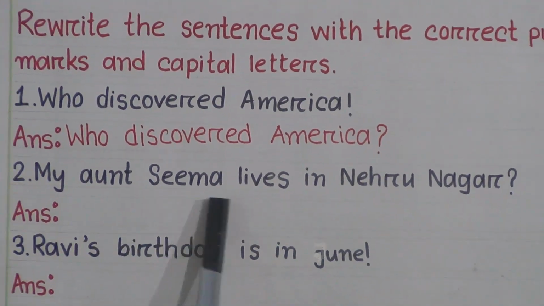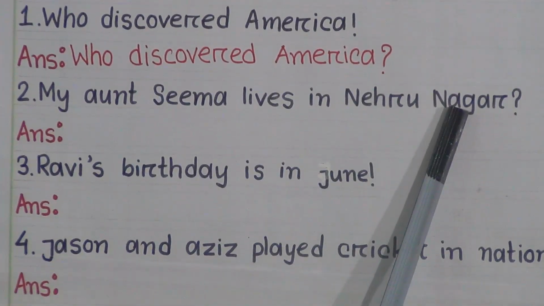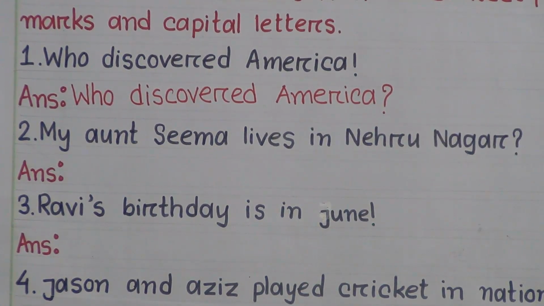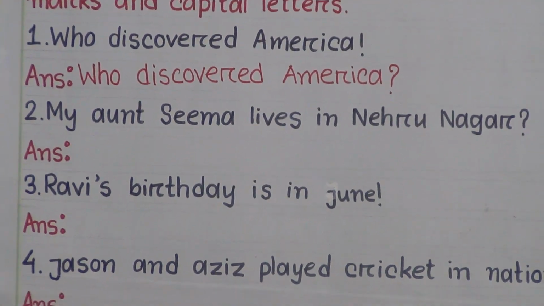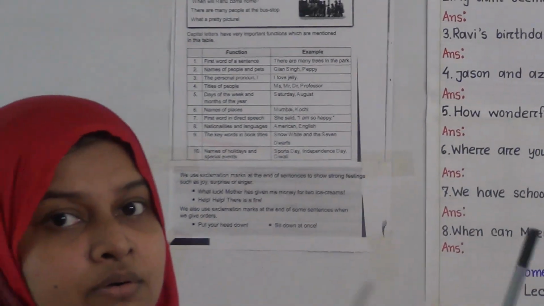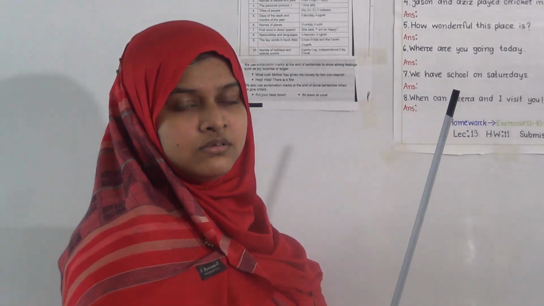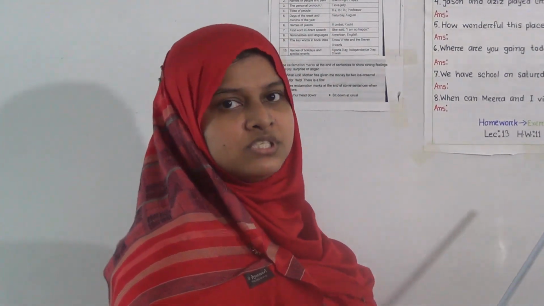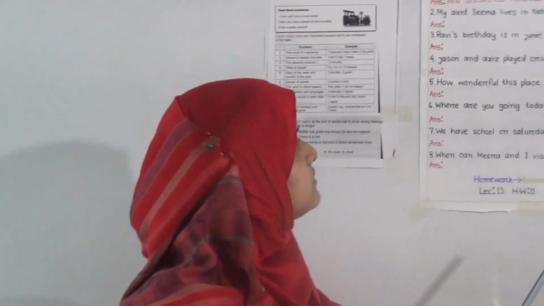Now come to number 2. My aunt Shima lives in Nehru Nagar. Here we find a question mark. Is it okay? Students, can you guess? No, it's not okay. We are not asking any question in this sentence, so it is a normal sentence and we have to put a full stop at the end of it.